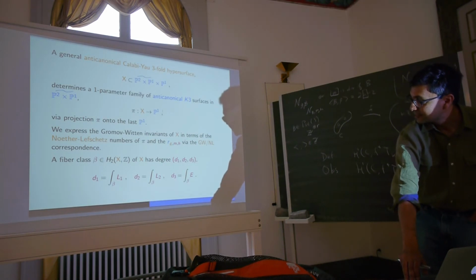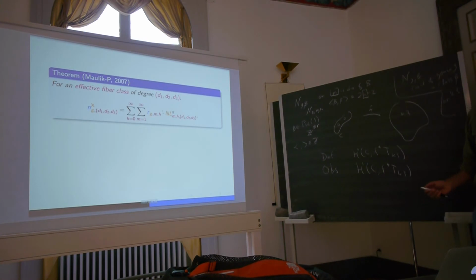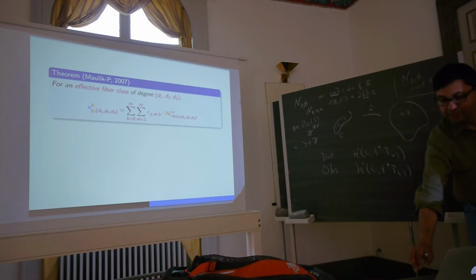A fiber class has these 3 degrees because there are the 3 polarizations. So this is the main tool, the starting point of the new approach to this problem in 2007 with my then student Davesh Maulik. We wrote this correspondence, and it says that if you want to know these BPS states for the Calabi-Yau threefold, you can calculate them in terms of the BPS states for the K3 surface, which we're trying to solve for, and what are called the Noether-Lefschetz numbers. And what are those Noether-Lefschetz numbers?